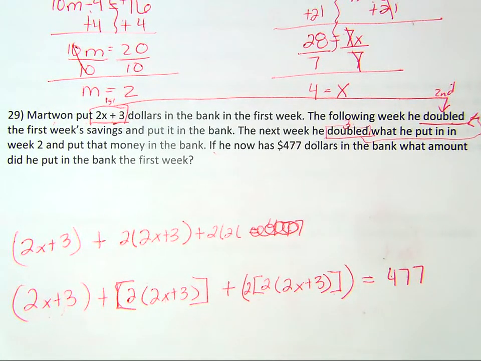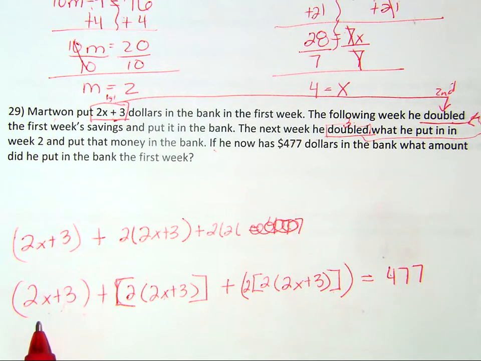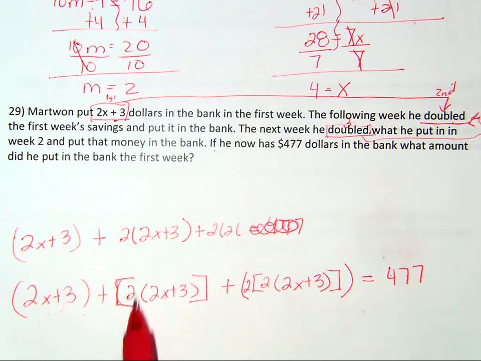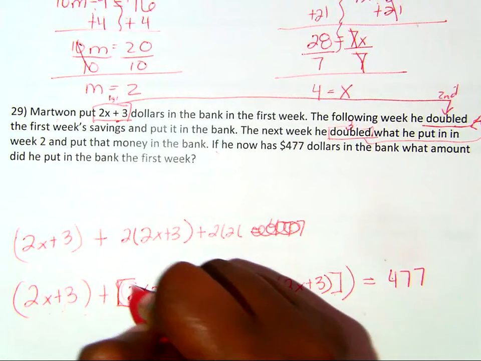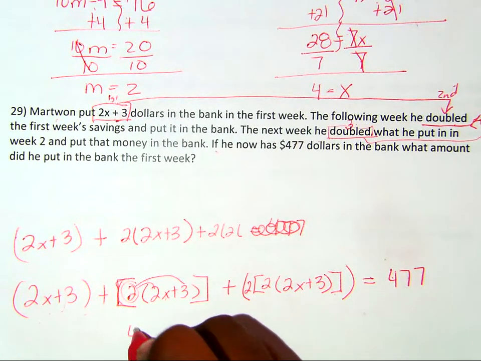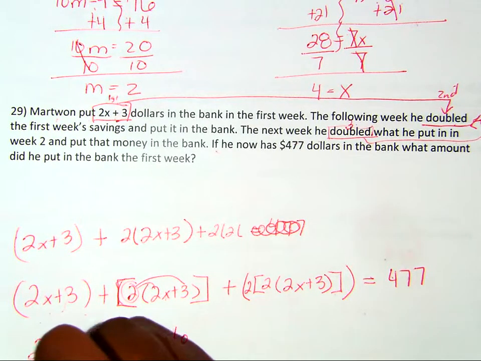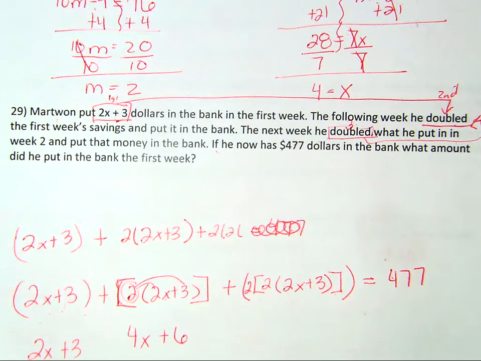Now, let's use our 5 steps. We're going to distribute. There's nothing to distribute here. Can I distribute here? Yes. This 2 goes here and here. So this ends up being 4x plus 6. Okay. Now we got to distribute here.